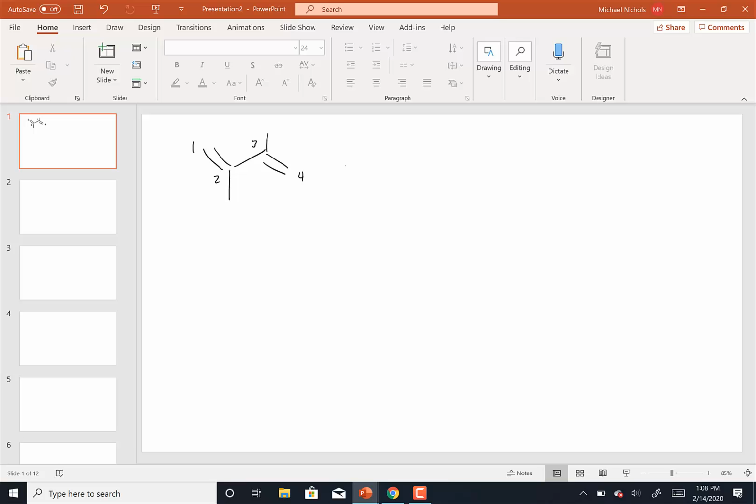So if I'm just writing the products, I would write the H adding to carbon 1, and then the Cl adding to carbon 2. So that's the 1,2 product. And then the H and Cl adding to carbons 1 and 4, and remember the double bond moves between 2 and 3. So those would be the two products, the 1,2 and the 1,4.